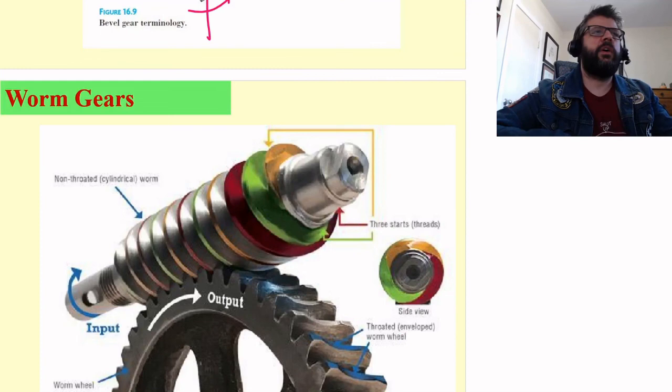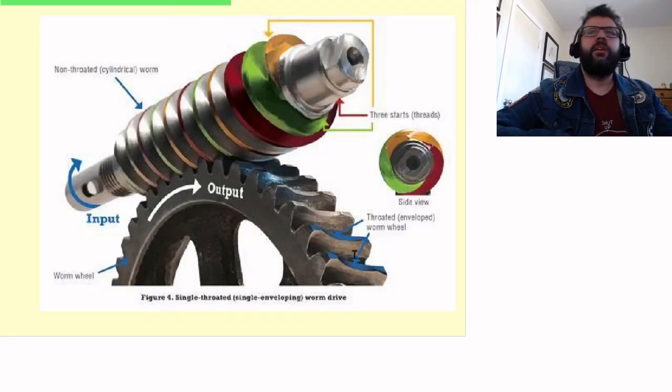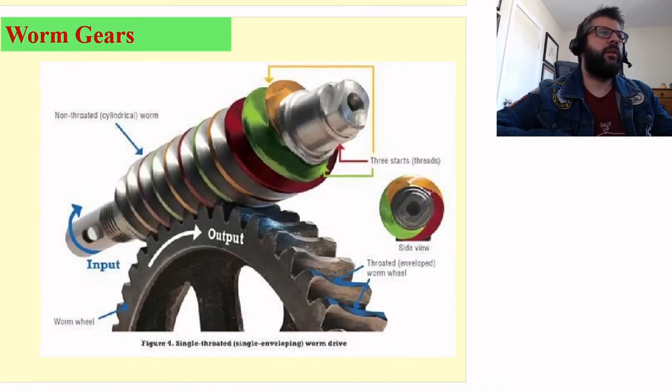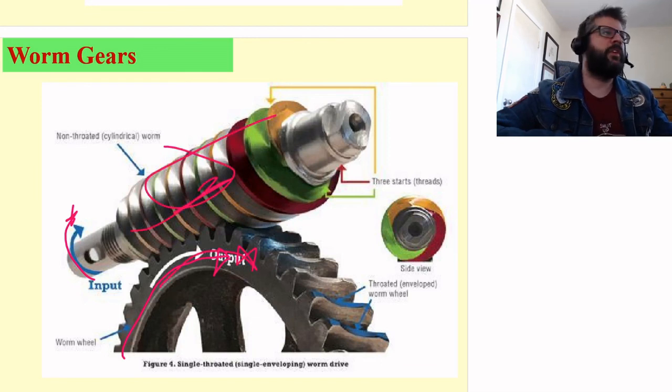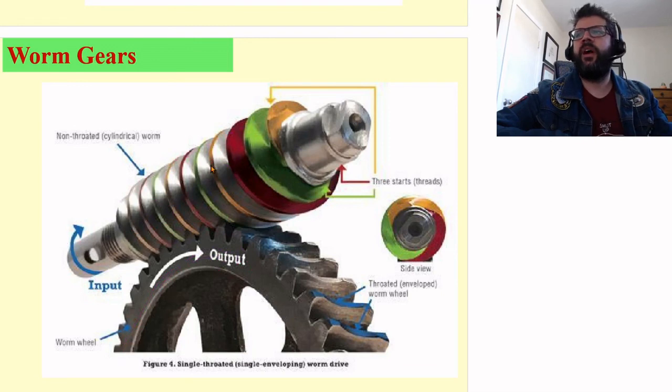Worm gears also allow that. So with worm gears, typically speaking, you're going to have the worm that is our input, and then you're going to have the worm wheel here that's our output. It doesn't really work the other way around. If you try to just rotate this and expect your worm to turn, it's not going to work well. Typically speaking, the friction would be too high for that to work.